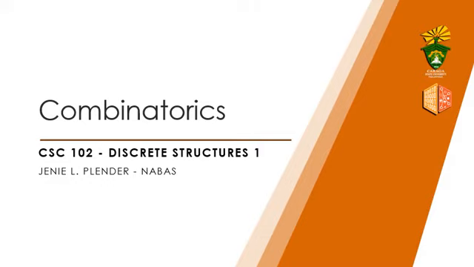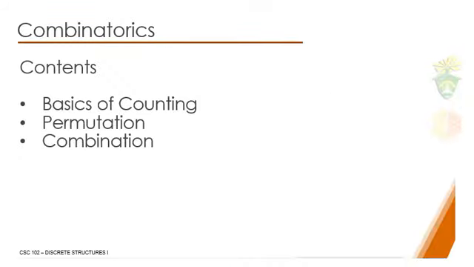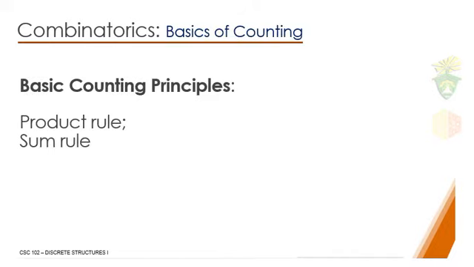So now, let's discuss the following topics. I have summarized the three most important topics for this chapter: the counting principle or the basics of counting, permutation, and then combination. So, we start with the basics of counting. We will start with the two basic counting principles, the product rule and the sum rule.